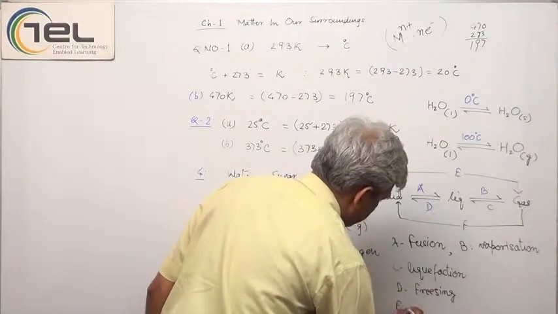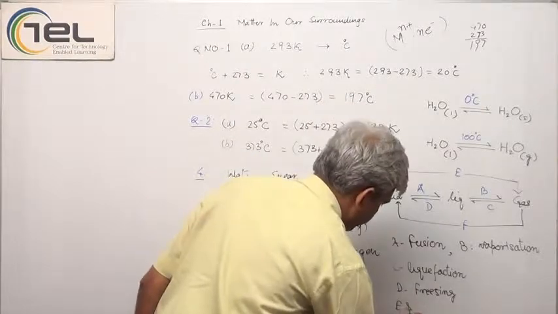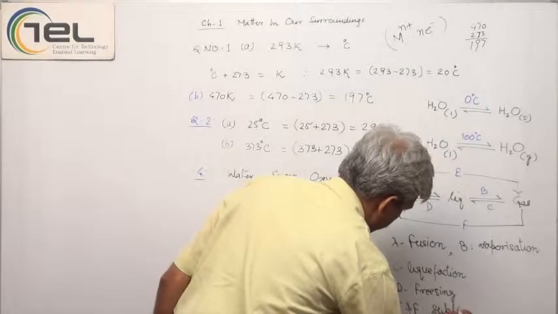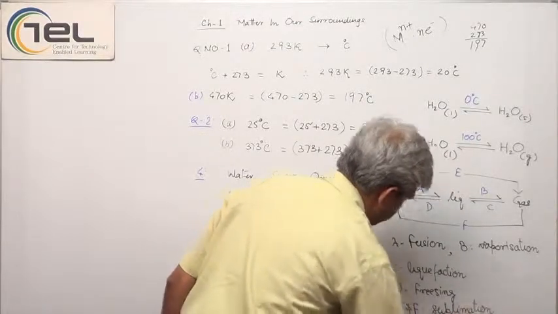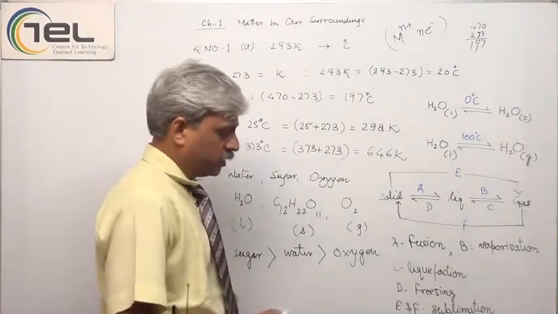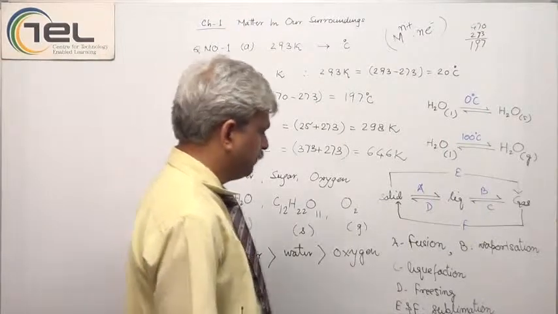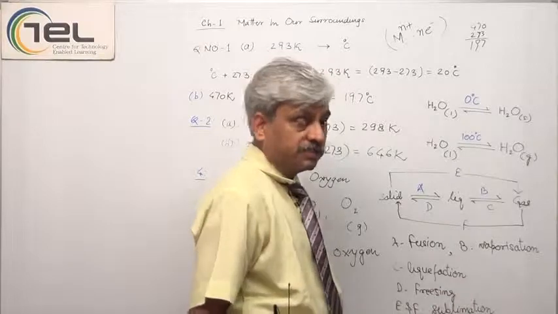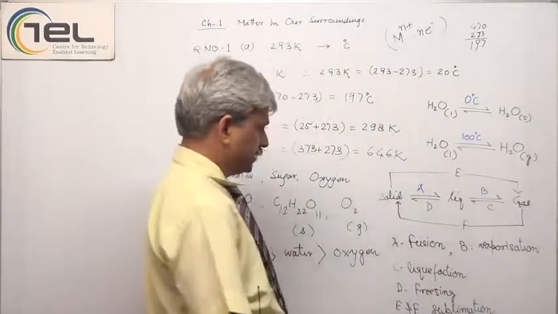E and F both are the process of sublimation, because when the liquid state is not involved and solid converts into gas, this process we call sublimation. Liquefaction is also called the process of condensation, and freezing is also called the process of solidification.